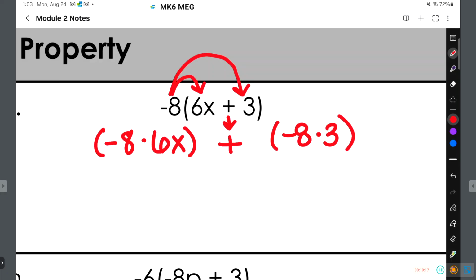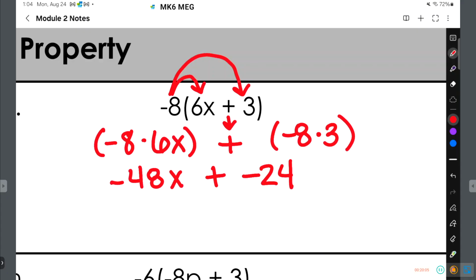What is -8 times 6? Put it in your calculator. Don't guess it. -8 times 6. Negative 48x. Okay? Bring down my addition sign. What's -8 times 3? You all have a calculator. -24. Okay? Can those two things go together? Why not? One has an X and one doesn't.